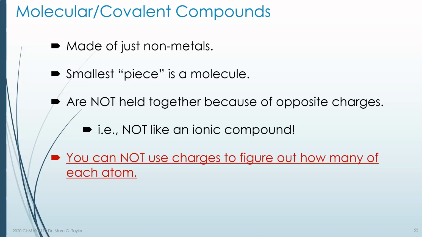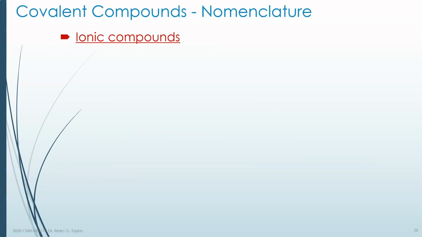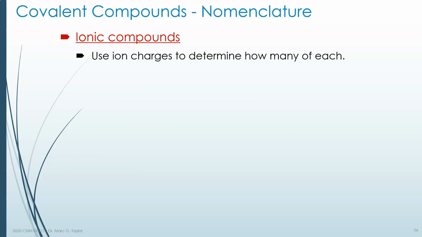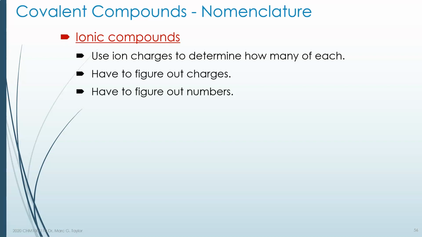You can't use the charges to figure out how many of each atom there are. So you actually have to just tell the person how many there are. So if we have ionic compounds, we use the charges to determine how many of each there are. Somebody tells you this is the cation and you know its charge. This is the anion, you know its charge, and you figure out how many of each atom there are involved, or how many of each ion are involved. And so it's named for the ions, not for how many, in ionic compounds.